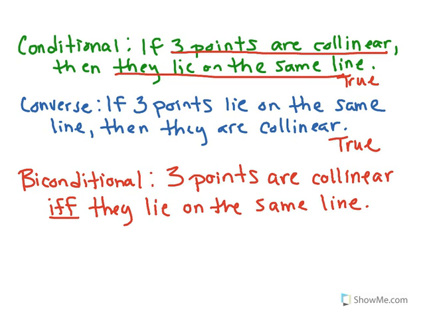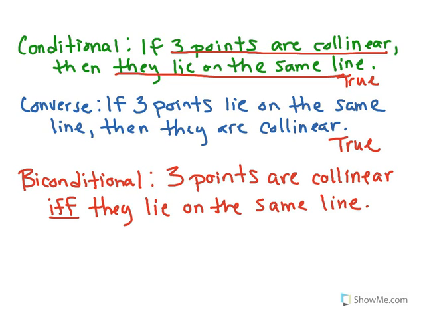And there we go. So let's first of all read this back to ourselves and make sure that we got this right. 3 points are collinear if and only if they lie on the same line. That sounds pretty good to me. Next thing we're going to look at our definitions and why they're important in math.